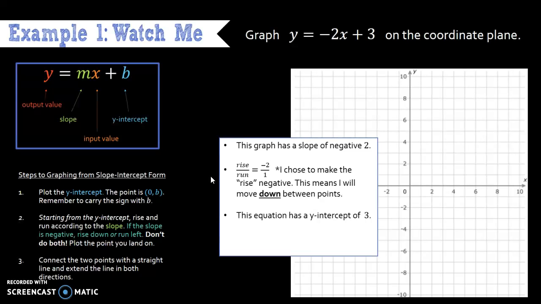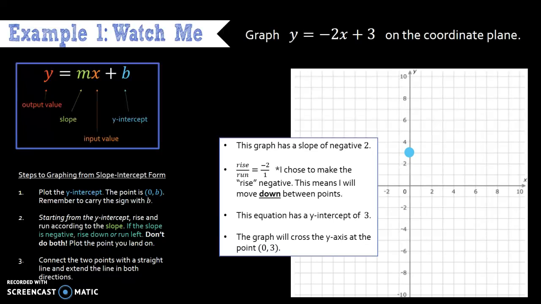This equation has a y-intercept of positive 3. That means that my graph will cross the y-axis at the point (0, 3). So let's plot that point first. Your step number 1 is always to plot your y-intercept. So my y-intercept is (0, 3). That's the blue point that you see on the graph.